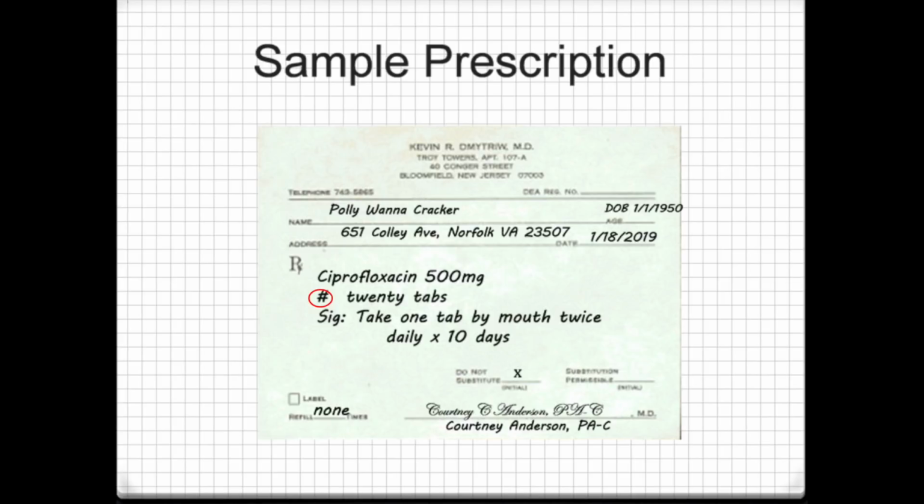Sometimes instead of seeing DISP written, you just see the number or hashtag symbol and then the amount, as in this case. Note that the amount is written out, twenty instead of 20. This is a good habit to employ since this prevents patient tampering with prescriptions of commonly abused substances.